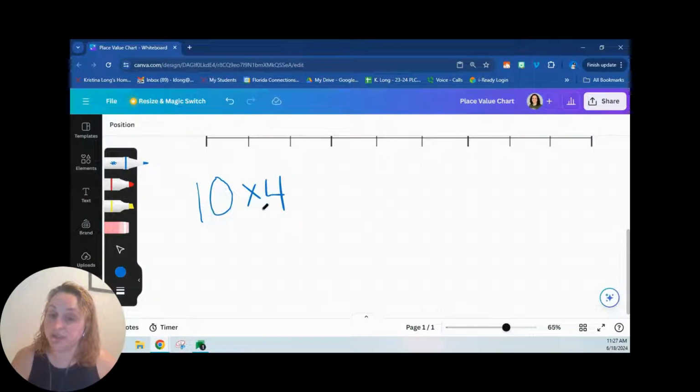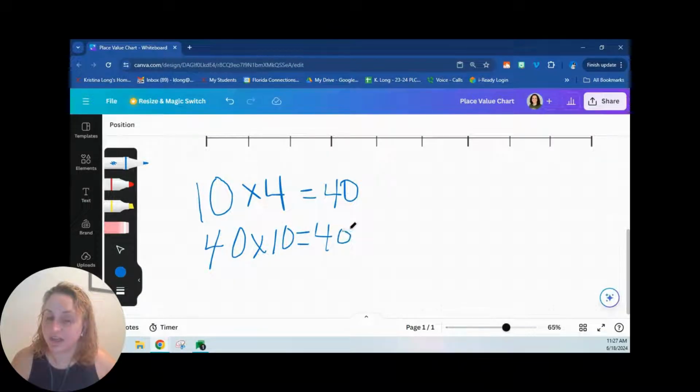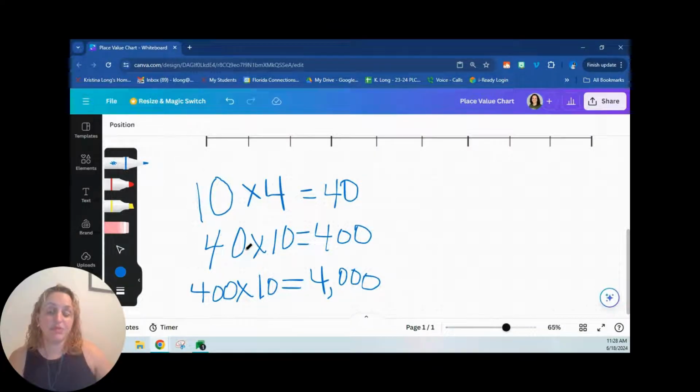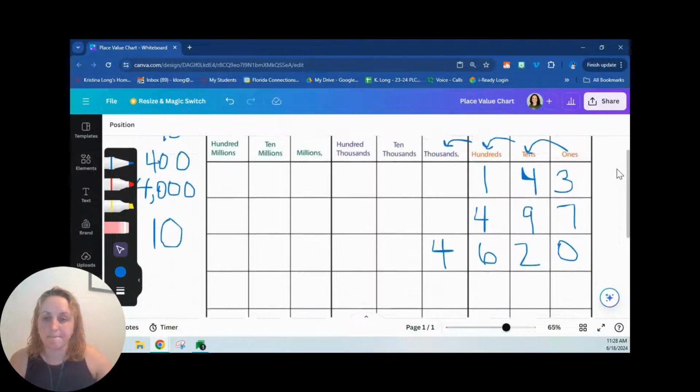So if I multiply 4 times 10, I get 40. And then if I take 40 times 10, I get 400. What do you think 400 times 10 equals? Well, I'm going to follow the same rule. I'm going to add a 0, so it's going to equal 4,000. All right? Anytime you multiply a number by 10, you add a 0. Okay, so now let's think about this rule. We're going to scroll back up to what we were just looking at.